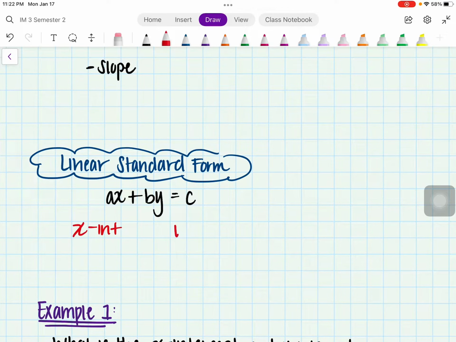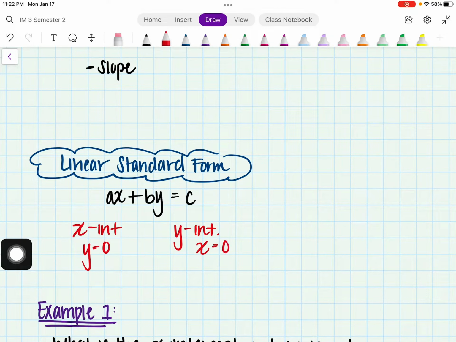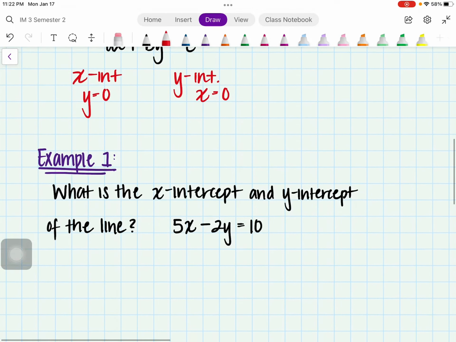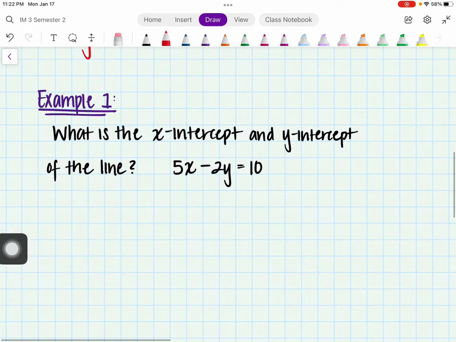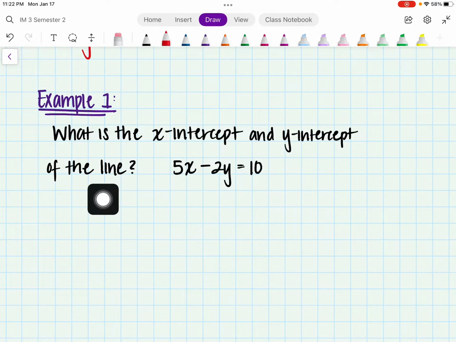Or you could identify your X-intercept and your Y-intercept. In order to identify the X-intercept or Y-intercept, we have to make the opposite variable equal to 0. So if I want to find my X-intercept, I have to make Y equal to 0. If I want to solve for the Y-intercept, I have to make X equal to 0 and solve for the variable. So let's go ahead and check that out.